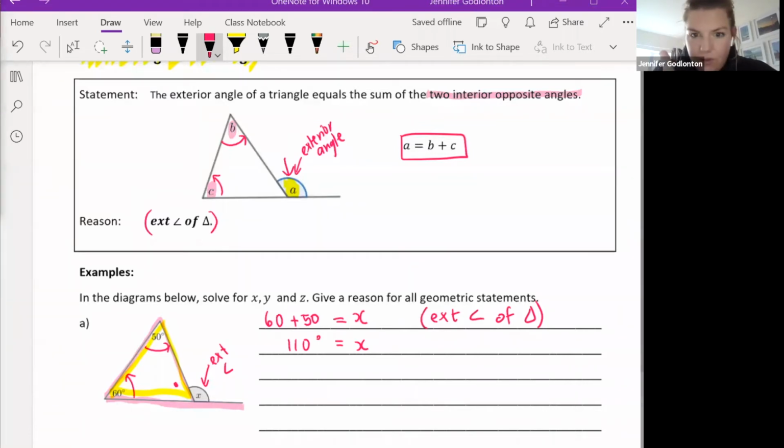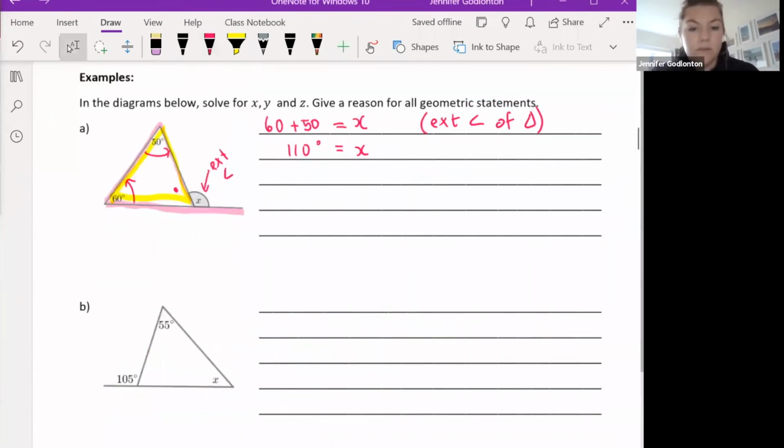Okay, not equal to 360. It's just that these two angles are equal to this exterior angle. So it's not going to equal a different number. I'm going to do another one for you as an example. You guys are doing just fine, my people. I'm going to go through B with you as well.